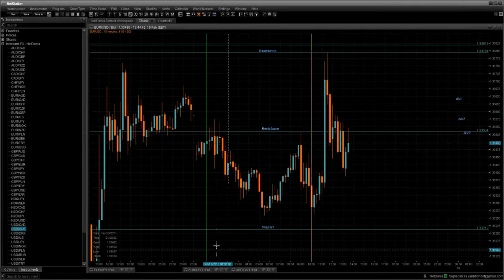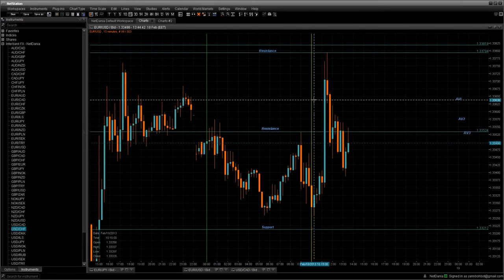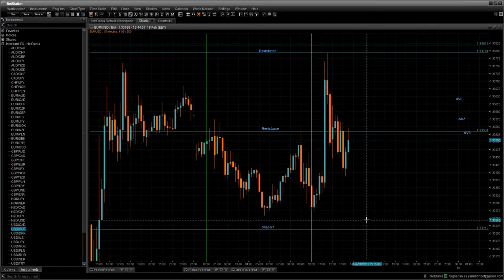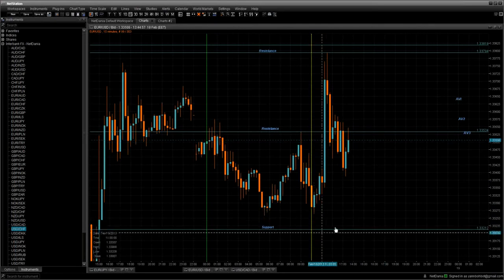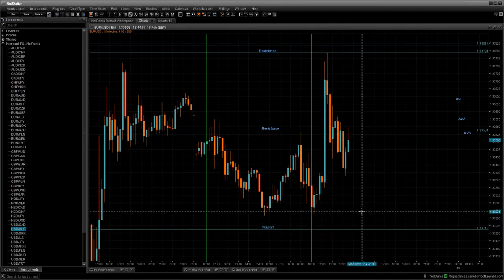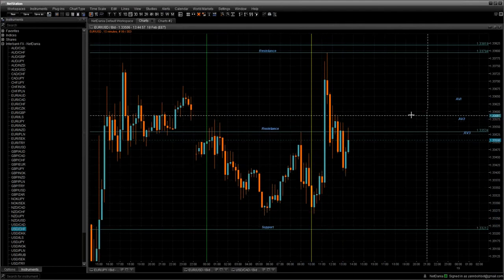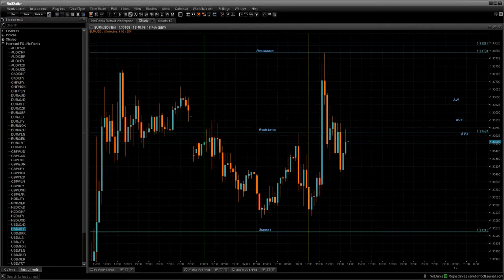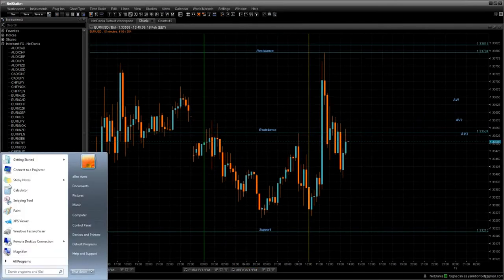Okay, so the green line is the beginning of the day, and the yellow vertical line is when, for example, it's 10 a.m. I just woke up at 9, I'm opening my platform at 10, and this is what I got, let's say. Okay, now I have my resistance, my support. Let's calculate average 1.